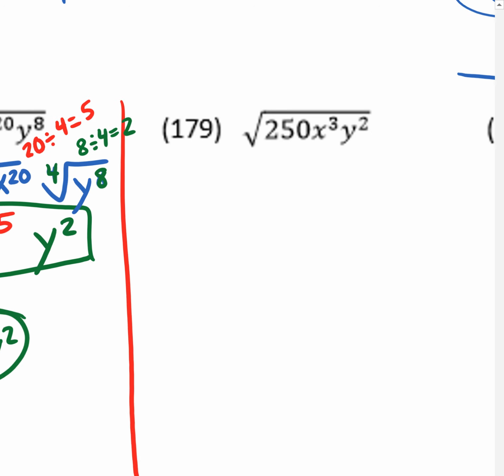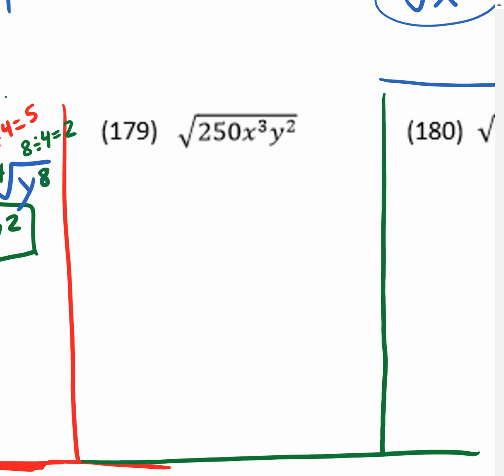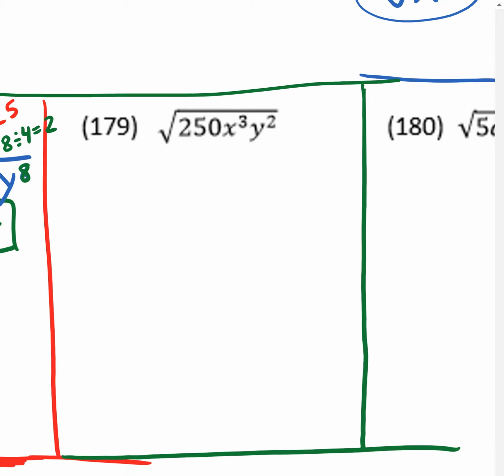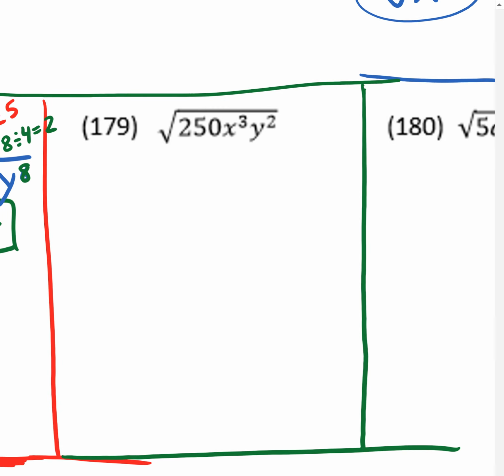Next one. All right, 179. This is getting more complicated because I think 250 doesn't have a perfect square root, so we'll have to simplify it. And then x to the 3rd doesn't have a square root either, so we'll have to simplify it. My first step's going to be the same. I'm going to give 250 its own root, give the x to the 3rd its own root, and the y squared its own root.